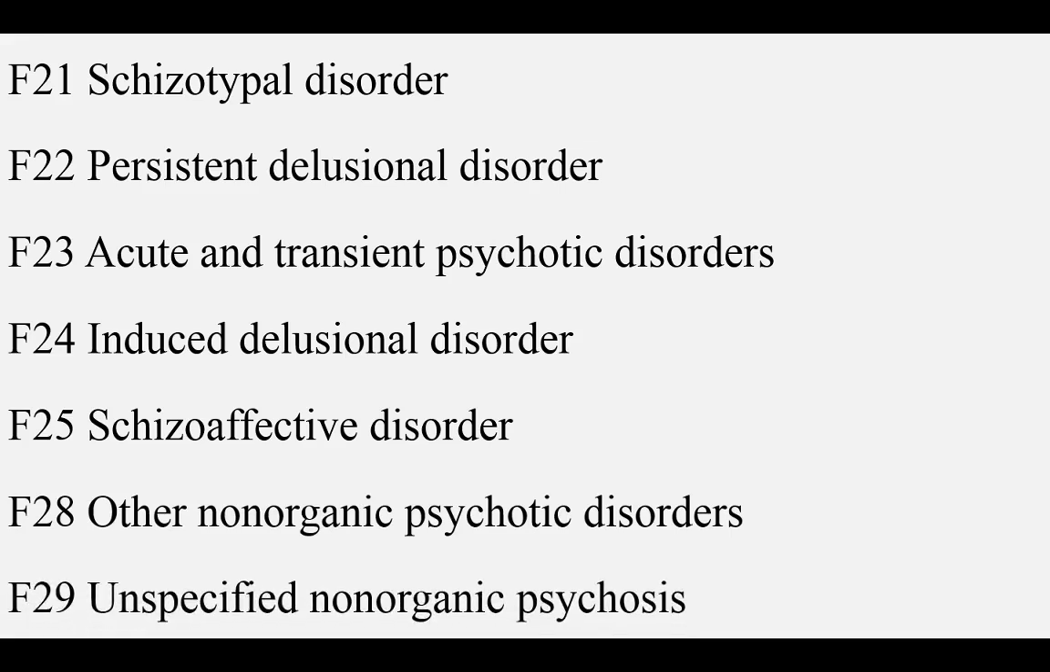Now, F21, we have schizotypal disorder. F22, we have persistent delusional disorder. What is delusion? Remember, delusion is a false, fixed, firm belief. Now, under the delusion, we have various delusions: paranoid delusion, delusion of grandeur, delusion of persecution, delusion of reference, all those. Okay, we will see about this. F23 is acute and transient psychotic disorder. F24, induced delusional disorder. F25, schizoaffective disorder. F28, other non-organic psychotic disorder. And F29, unspecified non-organic psychosis. You can refer to the ICD-10 and you will understand this.